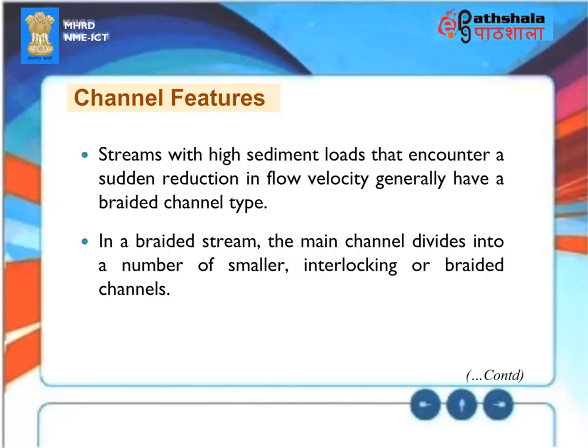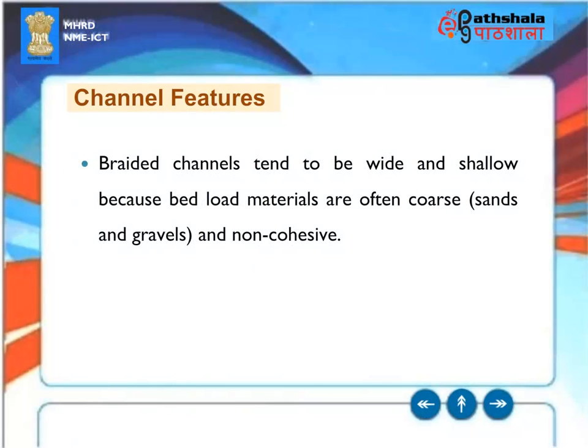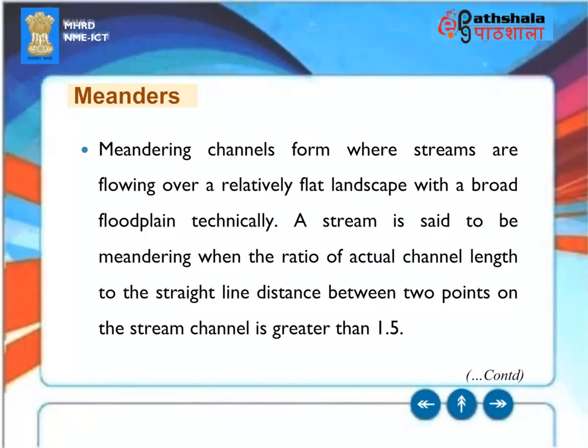braided channel type. In a braided stream, the main channel divides into a number of smaller, interlocking or braided channels. Braided channels tend to be wide and shallow because bedload materials are often coarse, sands and gravels, and non-cohesive. Meanders. Meandering channels form where streams are flowing over a relatively flat landscape with a broad floodplain.